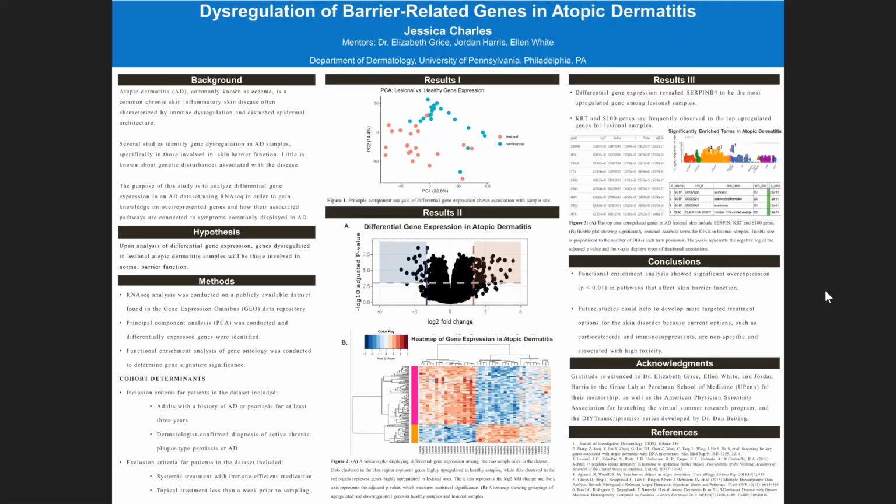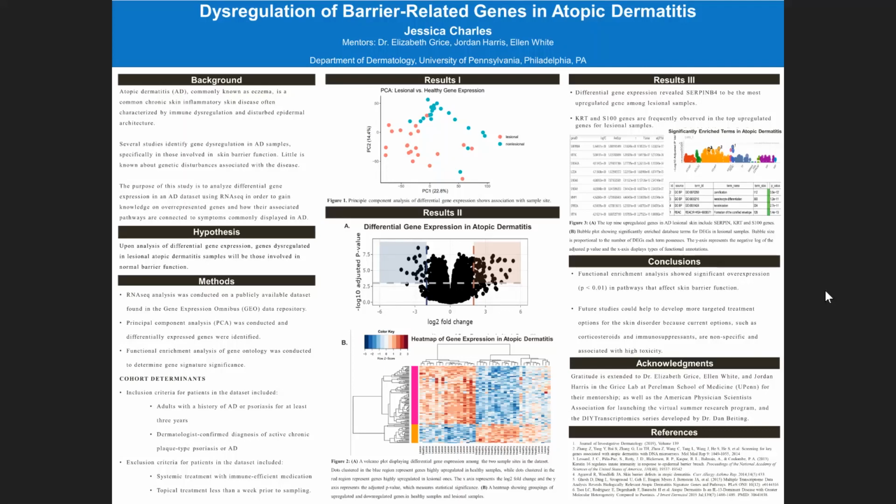SERPIN B4 was the most highly upregulated gene in lesional samples, and there was a high presence of KRT and S100 genes. Prior studies using different methods have resulted in similar findings, which implies that skin barrier pathways and their associated genes play a critical role in the presence of atopic dermatitis.